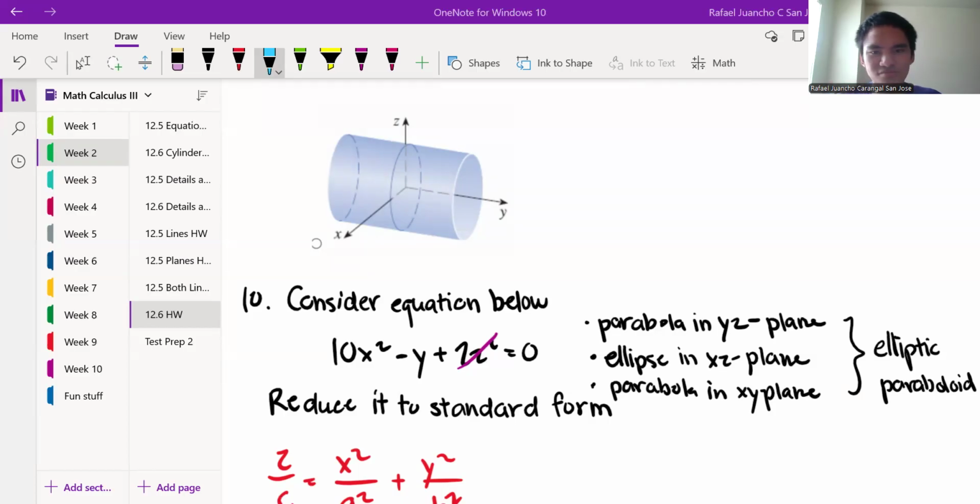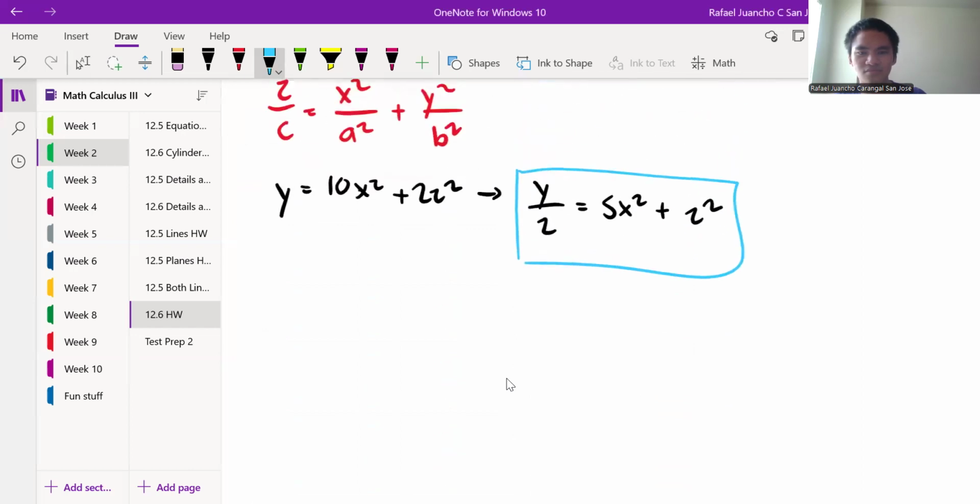I could take out the y equals 10x squared. I could do that, plus 2z squared. I don't know. Okay. So instead of, oh, that's weird, because I could just make it like this. Yeah, that's super weird. Okay, let's do something else first while we're doing that.